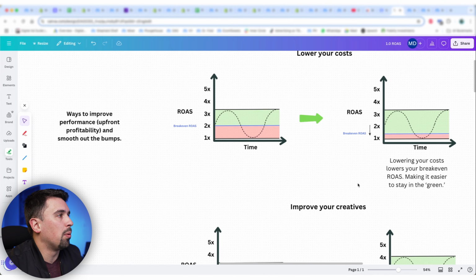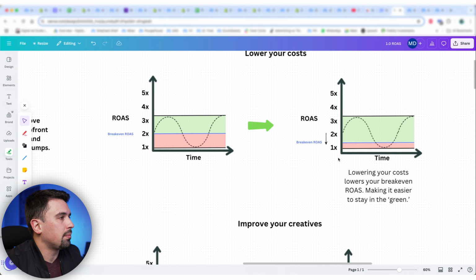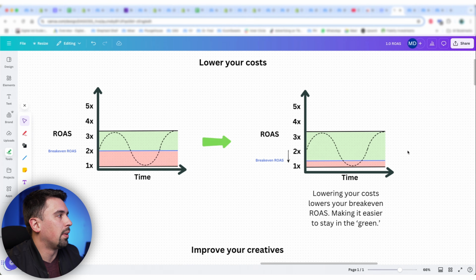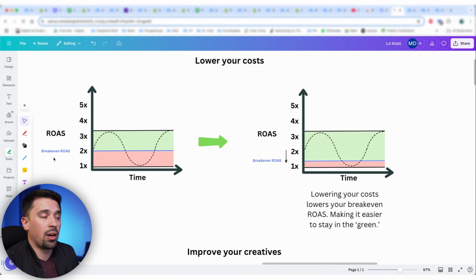Okay, so number one, take a look at this, right? We're in this hypothetical scenario, the common scenario you see on the left. Break-even ROAS is 2x. On good days, we're profitable. On bad days, we're losing money. How can we shift this equation, right?